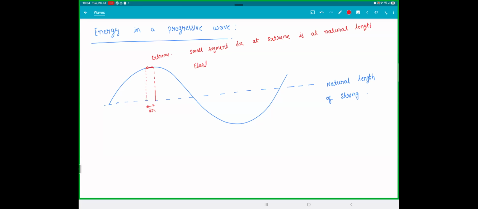So be careful. In a wave, when you say potential energy, we are not talking about gravity. We are talking about elastic potential energy. So elastic PE is 0. Since you're at the extreme position, kinetic energy is also 0. That means the segment of a string, which is at the extreme position, has no energy. It has no potential energy, no kinetic energy.